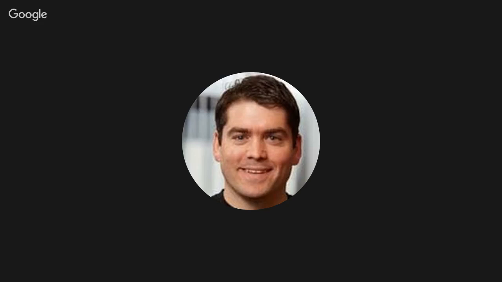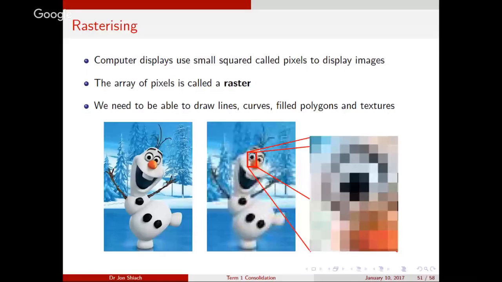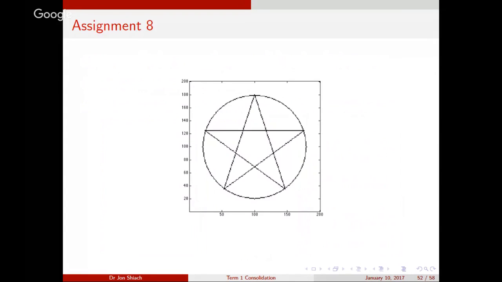Take Olaf. What I've done here is I've re-rendered him so he has fewer pixels. This is quite a high pixel density, so the pixels are very small. Now I've re-rendered him to a low pixel density. If I zoom in on his eye, you can see how that image is made. So we'll be looking at rasterization as well, and that's your assignment 8, to reproduce that. What we have here is 200 by 200 pixels. I'm drawing a star and a circle in it.